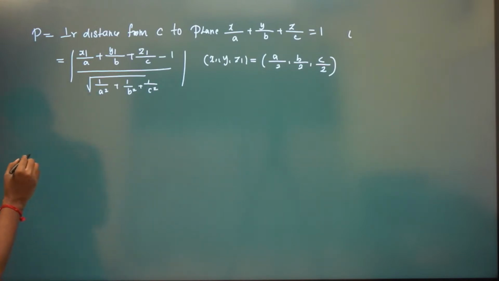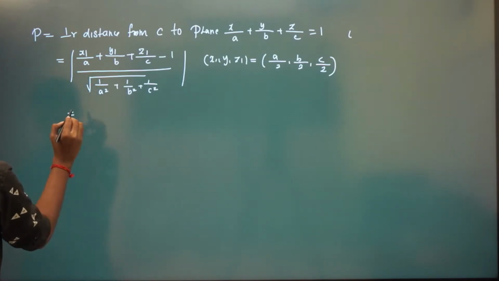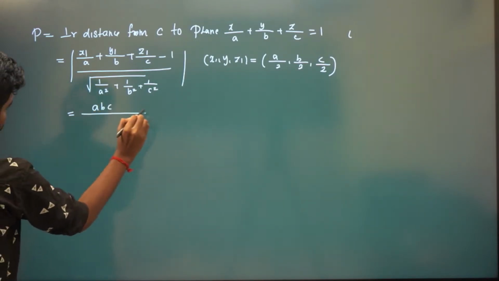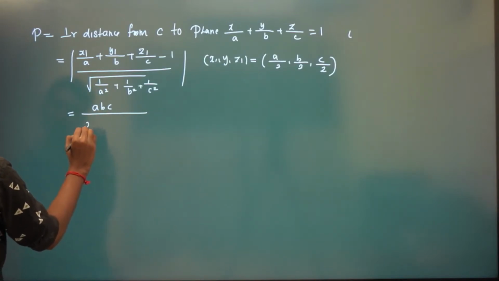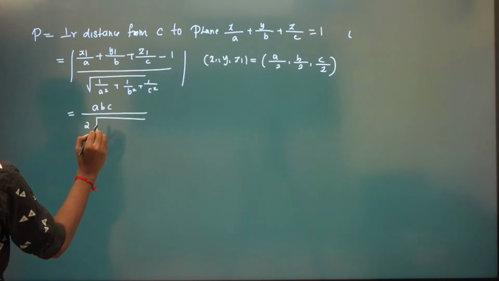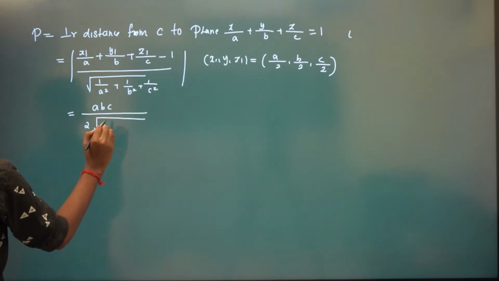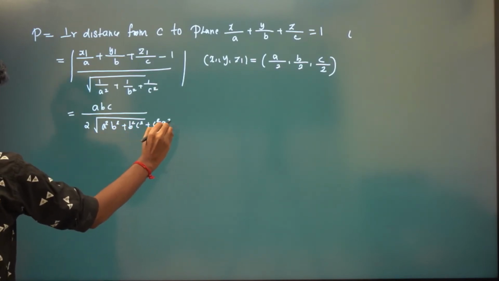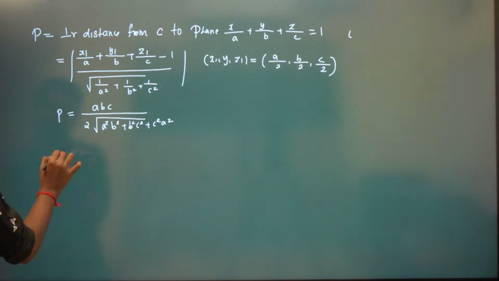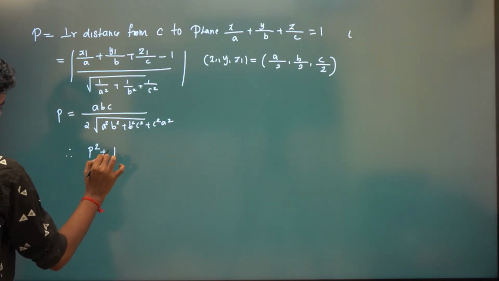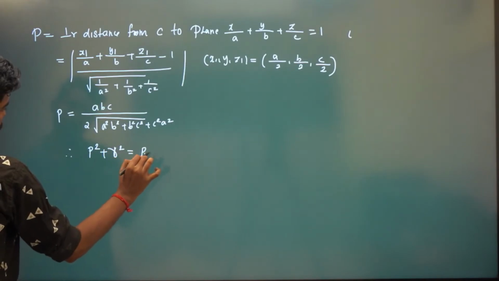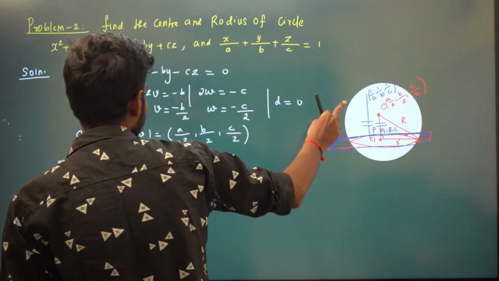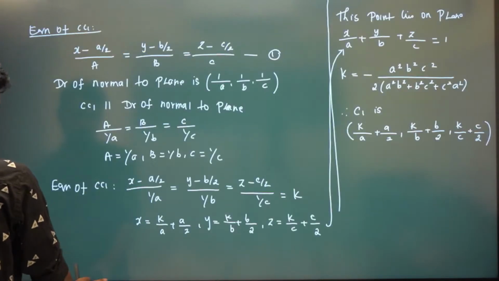So you will have this to be equal to abc divided by 2 times root of a square b square plus b square c square plus c square a square. This is the value of p, and you use that p square plus small r square is capital R square, right? So you already know p, you already know capital R. So find small r.